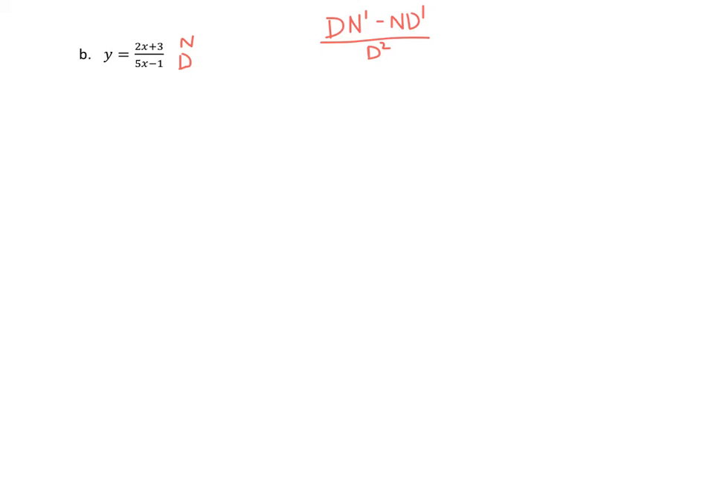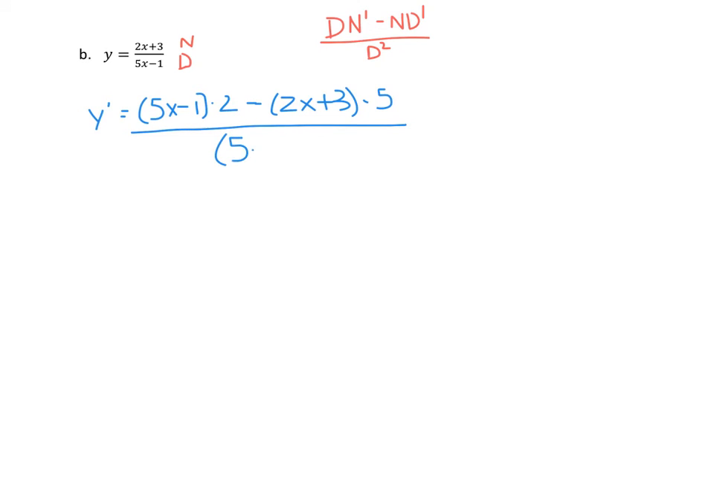So then y prime, we begin by taking the denominator, which is 5x minus 1, times the derivative of the numerator. Well, the derivative of the numerator is a 2. And then minus the numerator, which is 2x plus 3, times the derivative of the denominator, which is a 5. All divided by denominator squared, 5x minus 1 squared.